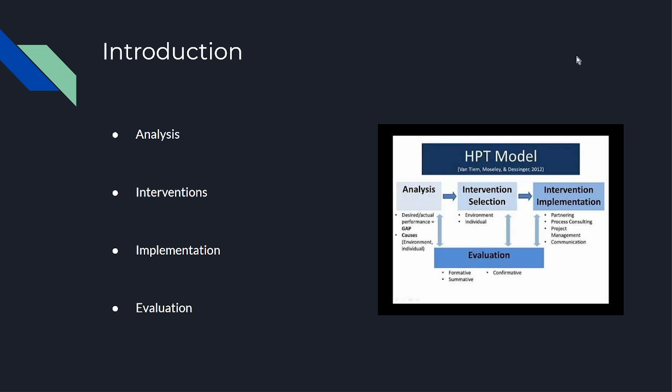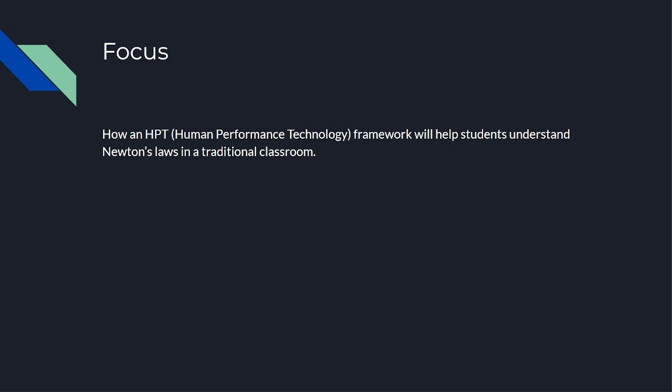An introduction to the HPT model. HPT, Human Performance Technology, begins with an analysis, which leads to an intervention. After implementing interventions, we evaluate how effective it was. During the process, we can evaluate during each section to make adjustments that may be deemed necessary.